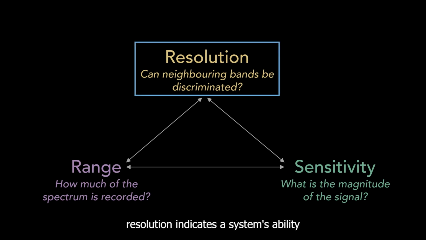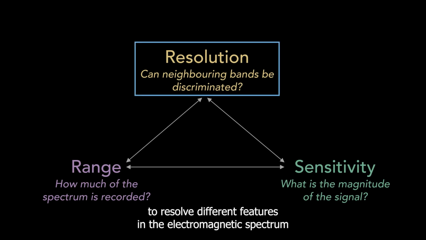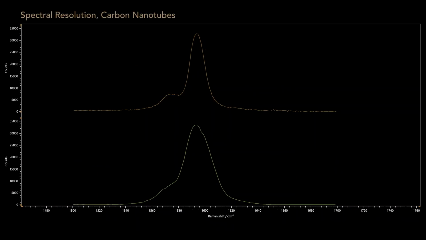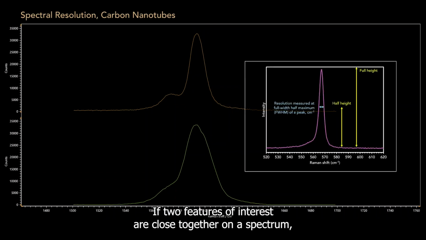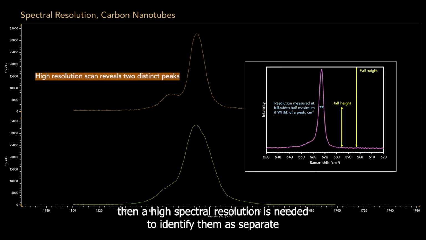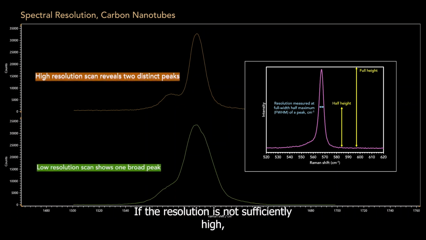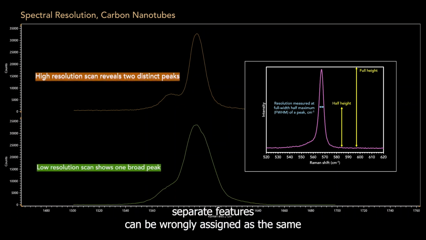Resolution indicates a system's ability to resolve different features in the electromagnetic spectrum. If two features of interest are close together in a spectrum, then a high spectral resolution is needed to identify them as separate. If the resolution is not sufficiently high, separate features can be wrongly assigned as the same.